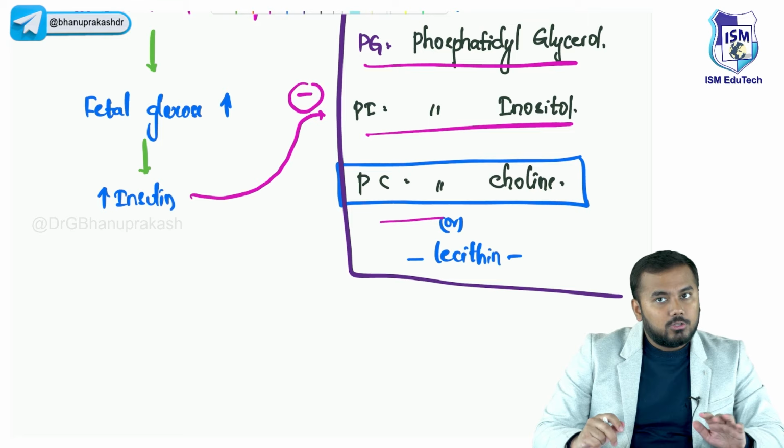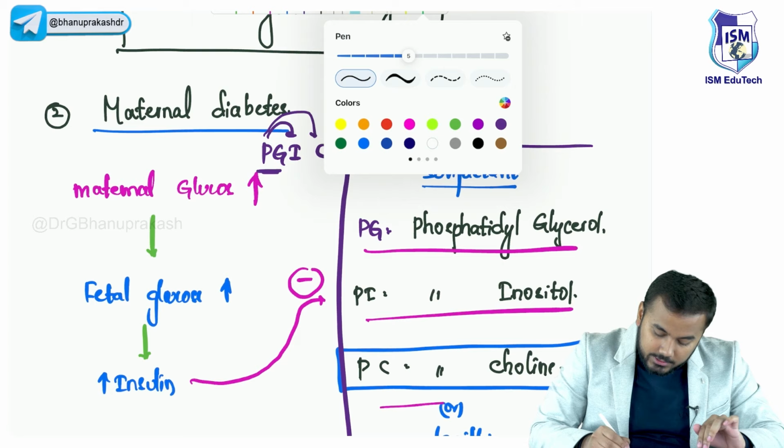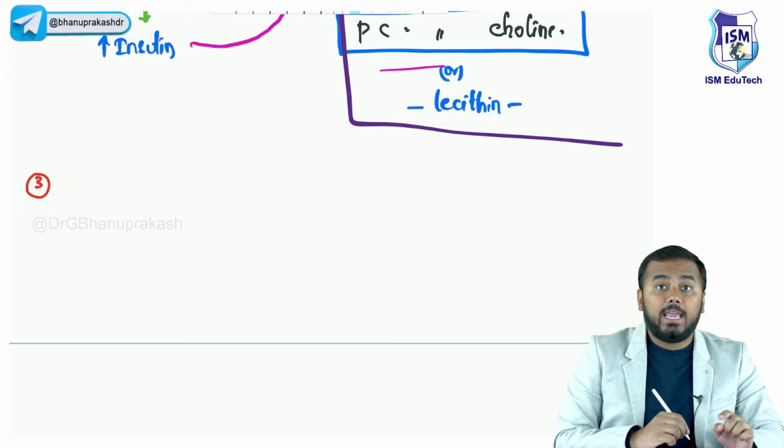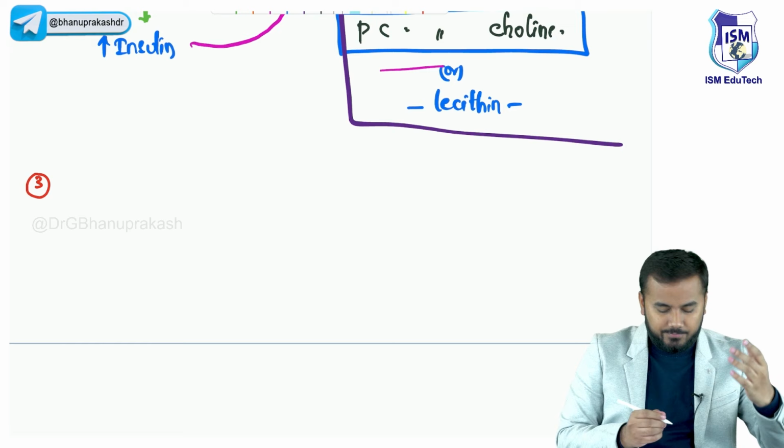So this is all you need to know regarding maternal diabetes. Okay. Now after this, the third important etiology we will discuss is hereditary. Hereditarily also there is a deficiency of surfactant. Okay. So hereditary.